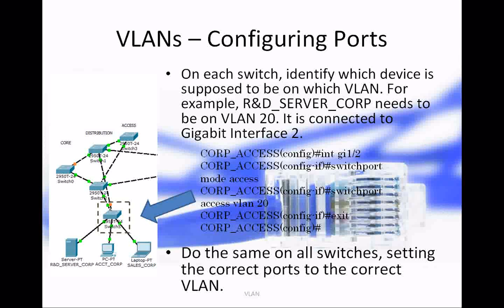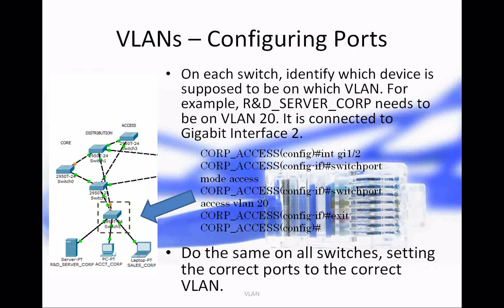The next step is to set the port to a specific VLAN. And we do that by typing in the command switchport access vlan and a number. Our server needs to be on VLAN 20 with all of the R&D devices, so that's what I've typed on the screen in front of you. Once you've finished configuring the port, simply type exit, and that's all the configuration we need to configure a port to a VLAN. Now you have to do this to each switch and each port that you have a device connected to.